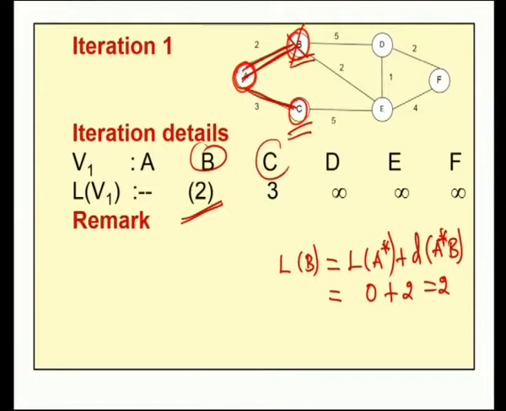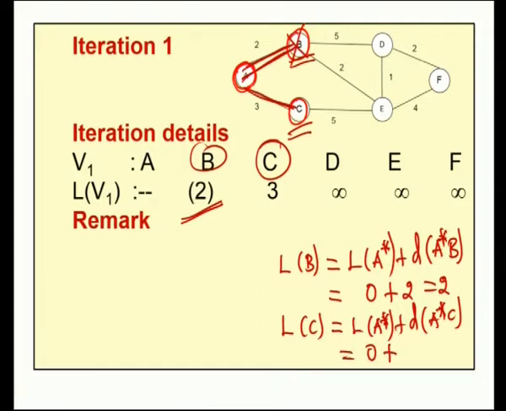Now, for node C also, since node C is adjacent to A, we have to compute the labeling for node C. So, the labeling of C is L of A star plus the distance from A star to C. L of A star is 0 plus the arc A to C has distance 3, therefore, the labeling is 3. Therefore, for node C, we assign the label as 3.